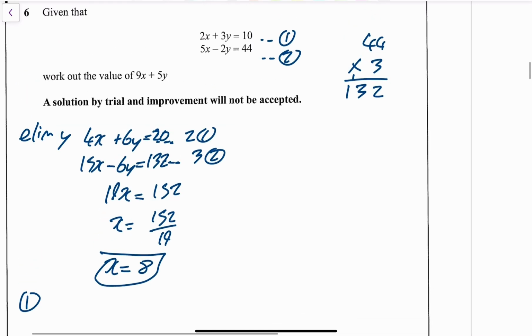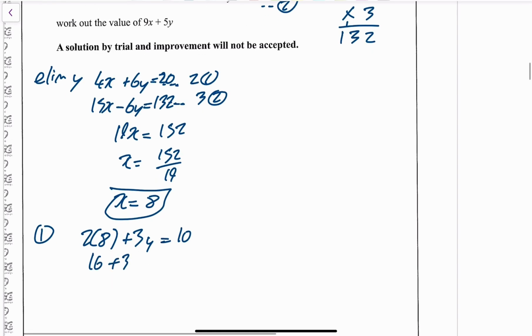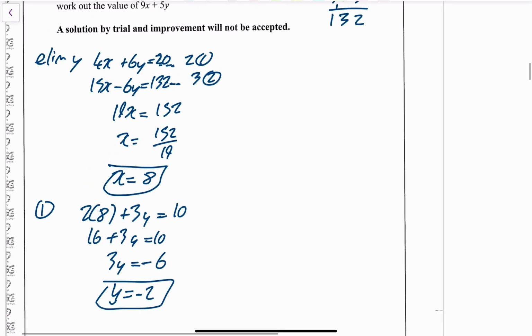Once you've found it, fire it into equation 1. Use the original equation 1 up here. So that's going to be 2 times 8 plus 3y is equal to 10, which means 16 plus 3y is equal to 10. 3y equals minus 6. A little bit of working out, y equals minus 2. You could check it. I've already checked it.